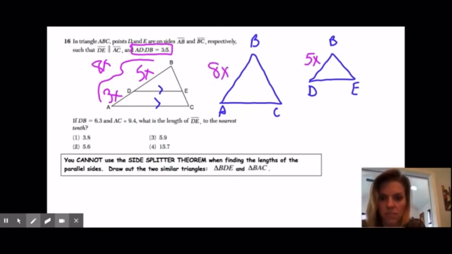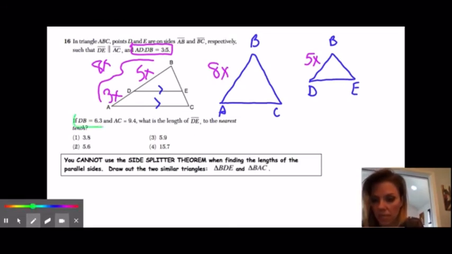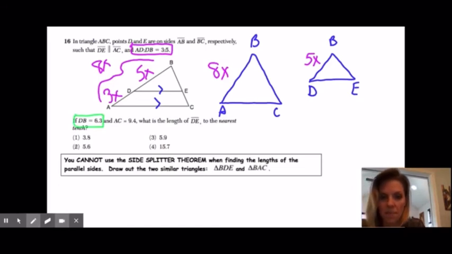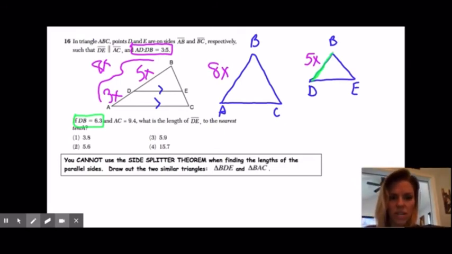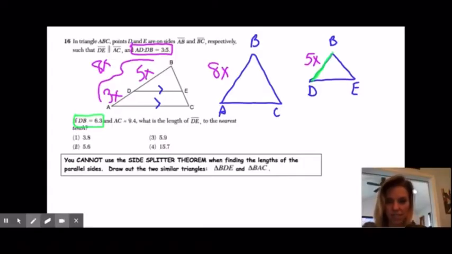Here's where this problem gets super interesting, to say the least. It says DB is 6.3. I want to stop there, because look, we have DB labeled as 5X. Well, if I know that DB is 6.3, can I then find X?